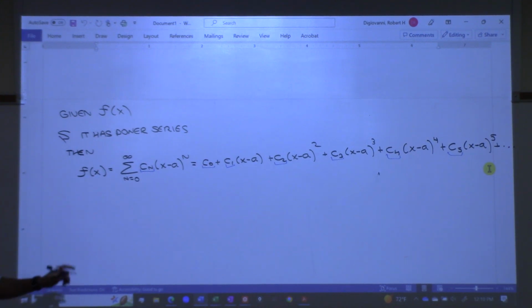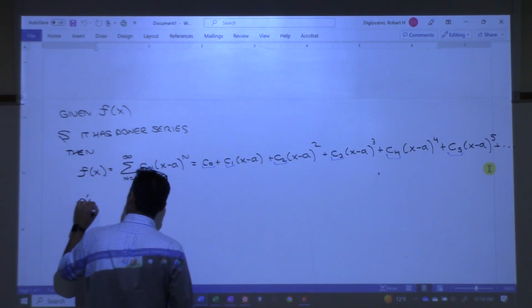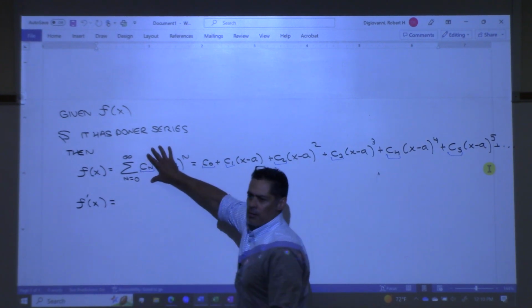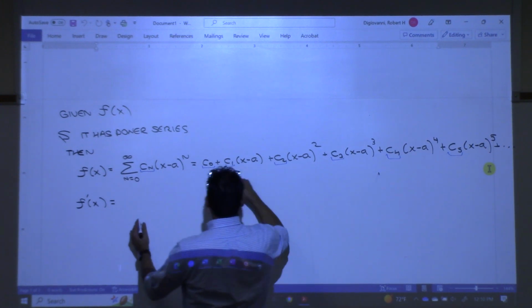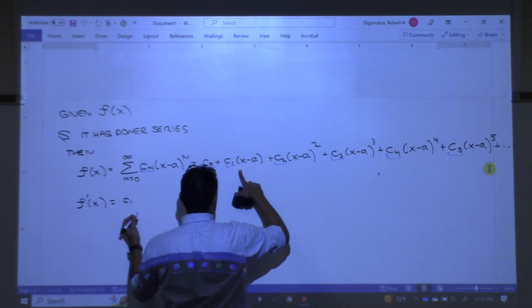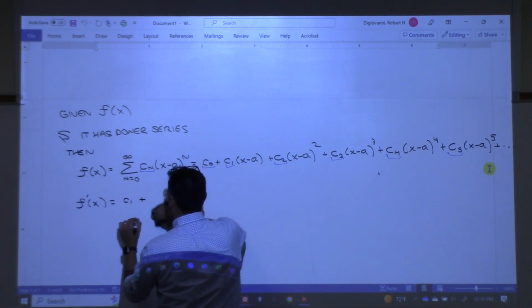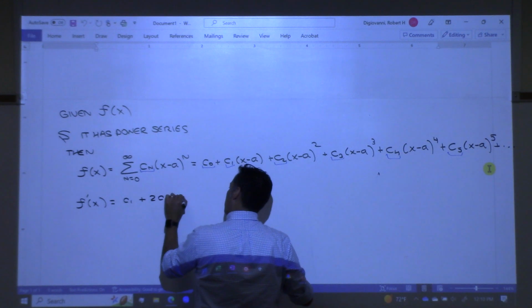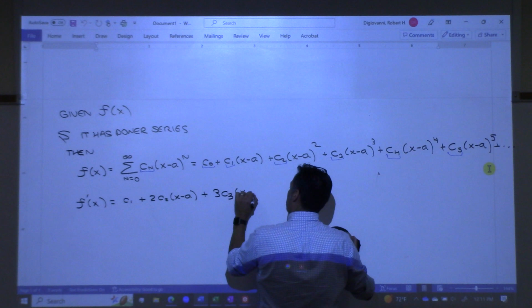Here's how. First thing Taylor said is, let's take the derivative of this. What's the derivative of this function? Don't give me the formula here, give me it out here. So you would have 0, then here you'd have c sub 1, that's it, right? c sub 1 plus c sub 2, the 2 came out in front, 2 c sub 2 (x minus a) plus 3 c sub 3 (x minus a) squared.